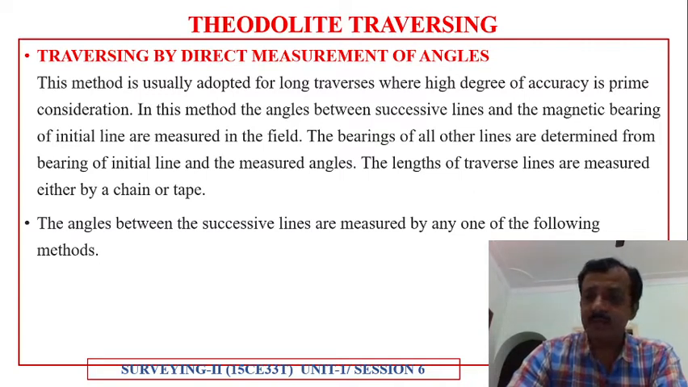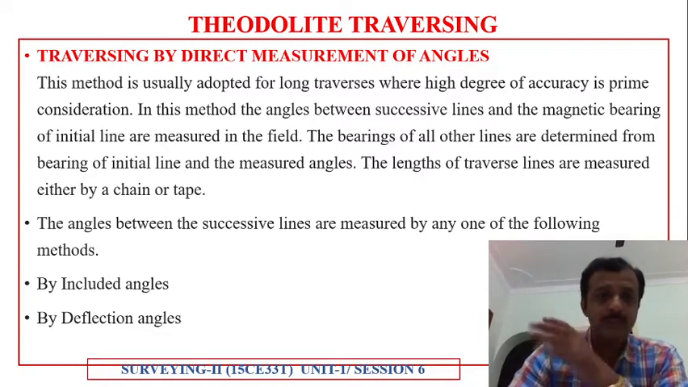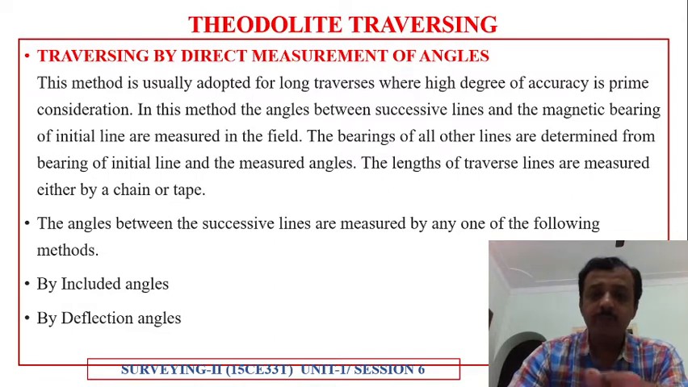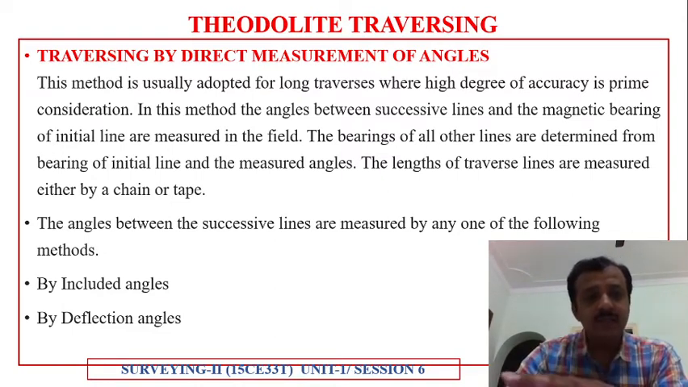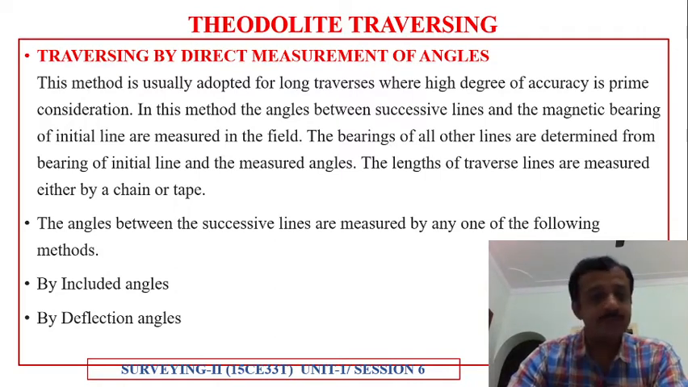Traversing by the direct method of angles, by included angles, and by deflection angles. Angles between successive lines are measured by any one of the following methods. In the direct method, we are going to measure the length of the line and the bearings of the line. The length and bearings of the line we are going to measure using chain or tape or EDM, electronic distance measurement, and theodolite. Sometimes we can also use a total station for this purpose, right? The angles between the successive lines are measured.